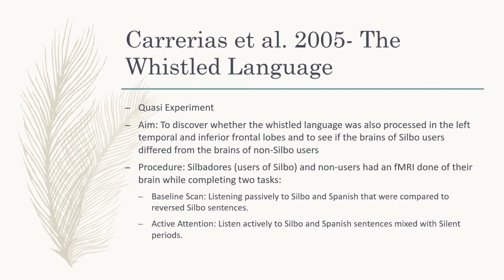the aim of this was to discover whether the whistle language was also processed in the left temporal and inferior frontal lobes, and to see whether the brains of Silbo users, the whistled language, differed from the brains of non-Silbo users. So they used 2 fMRI scans within this, and you'd want to make sure that you're talking again about the brain scan techniques if asked a question about brain scan techniques. But this is the baseline scan showed them listening passively to Silbo in Spanish, and then the active attention one listened actively to Silbo and Spanish sentences mixed with silent periods.